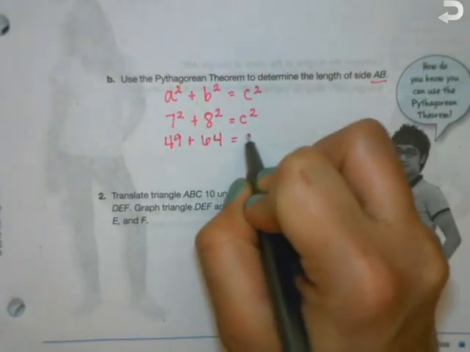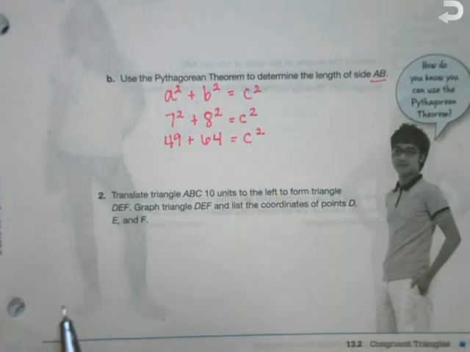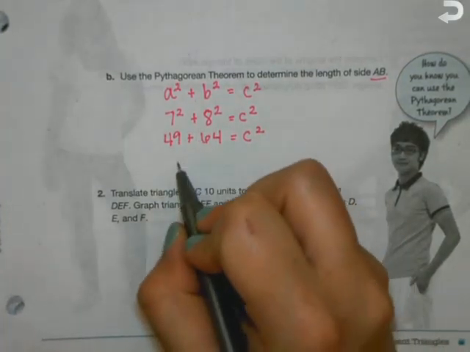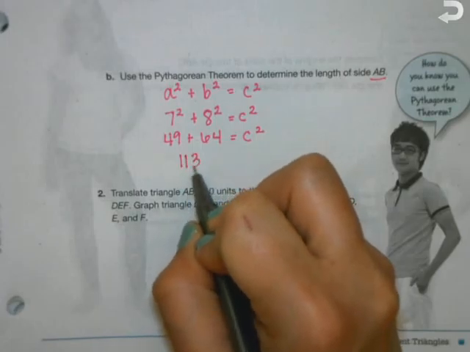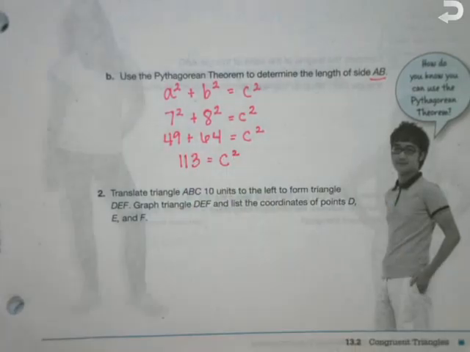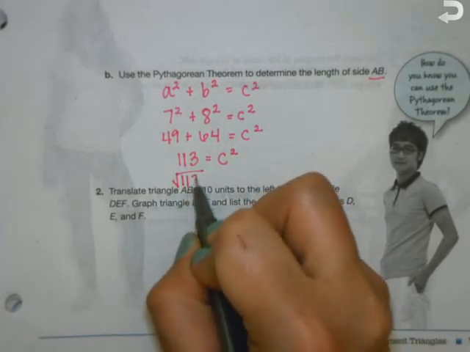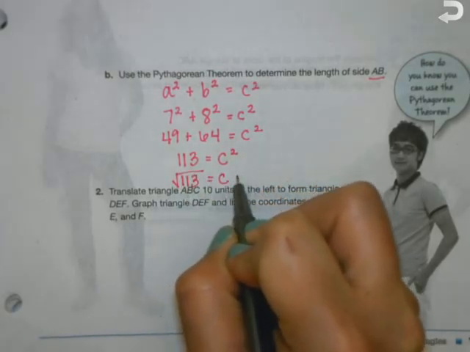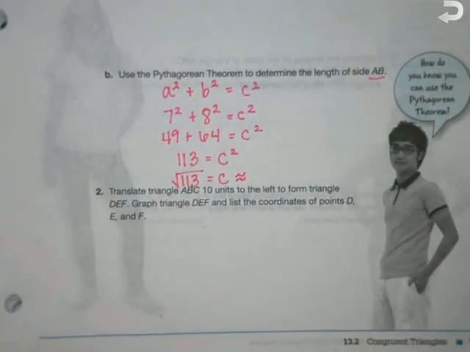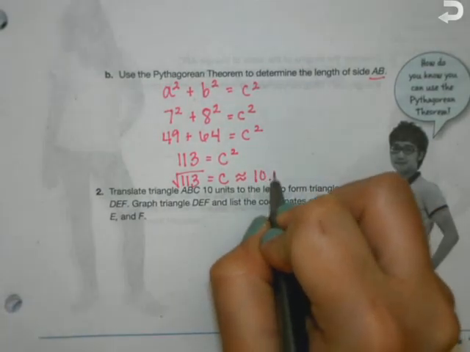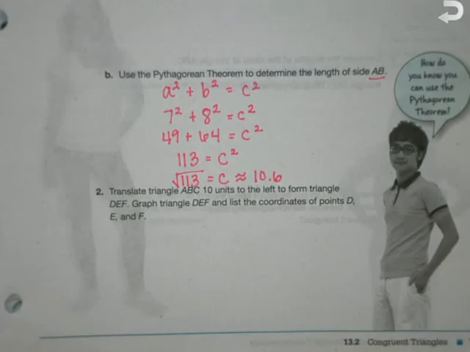64 equals C squared. What's 49 plus 64 come out to? 113. So we get 113 equals C squared, and then what's our last step? Square root both sides. So the square root of 113 equals C, which is approximately 10.6. Okay, so the length of the hypotenuse AB is approximately 10.6.